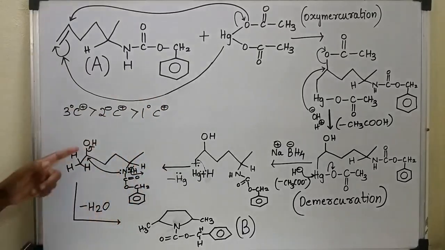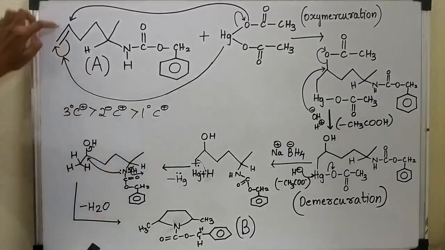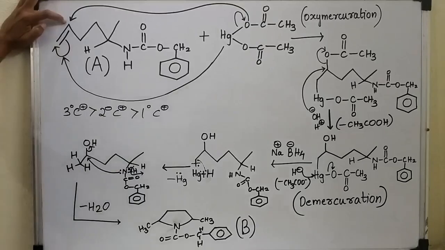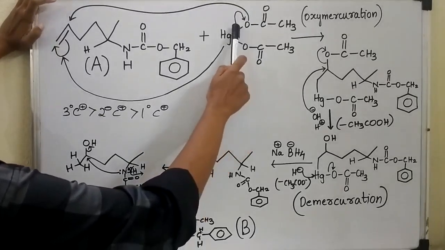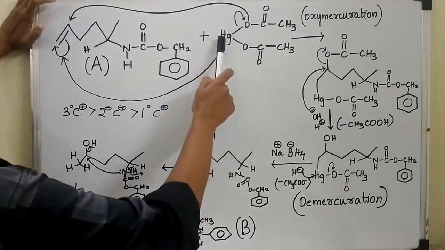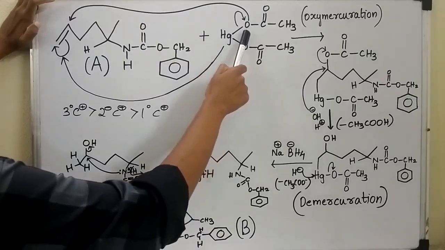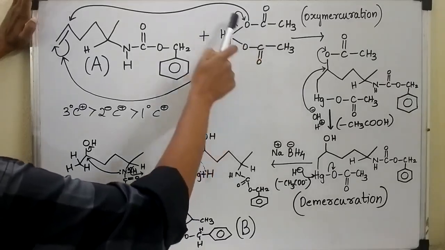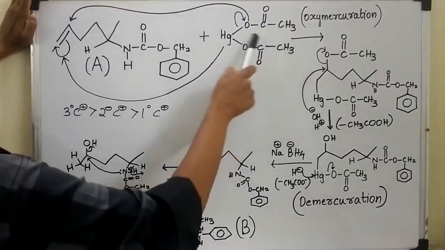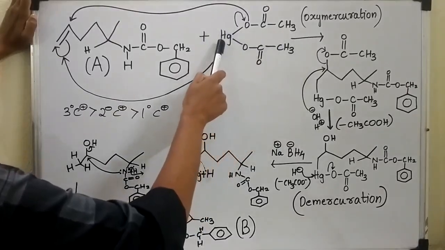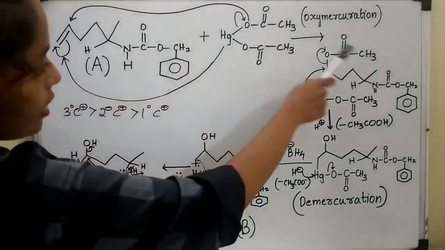As a secondary carbocation is more stable than a primary carbocation, the double bond is shifted to this carbon and this carbon here will get a positive charge. In Hg(OAc)2, oxygen here will take the bond from mercury, leaving mercury positively charged, and oxygen here will get a negative charge. Now this acetate group will form a bond with the positively charged carbon, and this group where mercury is carrying a positive charge will form a bond with the negatively charged carbon, giving us this structure.